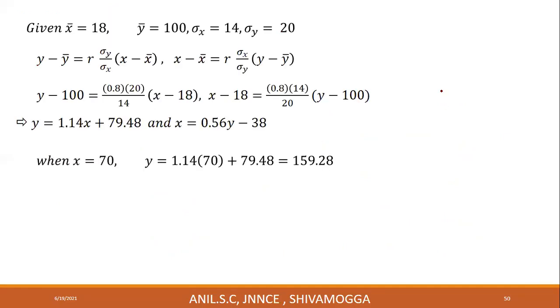To make a note of this, x bar is equal to 18, y bar is equal to 100, sigma x is 14, sigma y is 20, and the two regression lines are y is equal to 1.14x plus 79.48 and x is equal to 0.56y minus 38, the two regression lines. And y is equal to 159.28 when x is equal to 70.